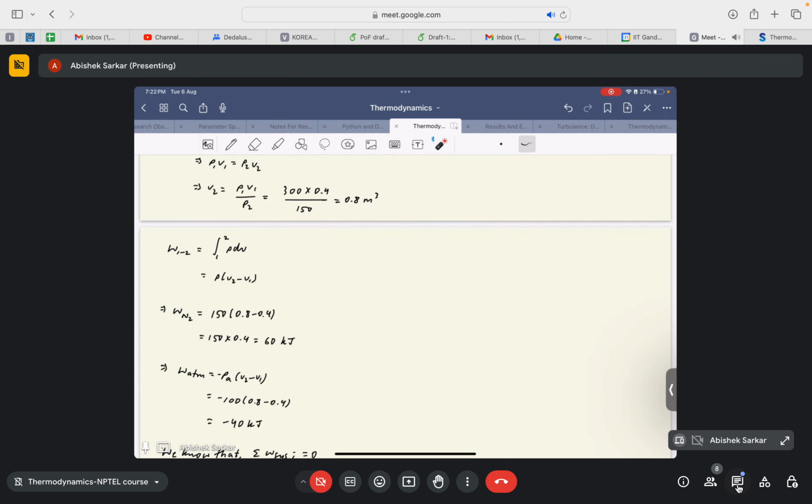Now you may ask, if we consider the piston cylinder mechanism with nitrogen gas and the atmosphere as two different systems, then why is the summation of the work done by nitrogen and the atmosphere not equal to 0? If we sum it up, we get 60 minus 40, which is 20 kilojoule. So where does this additional work interaction come from? Can anyone please tell?